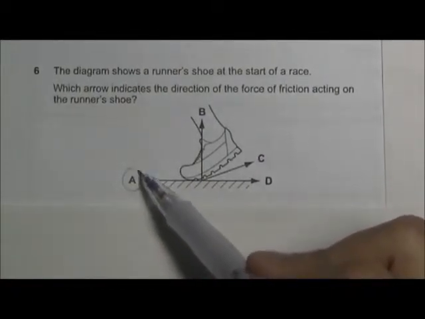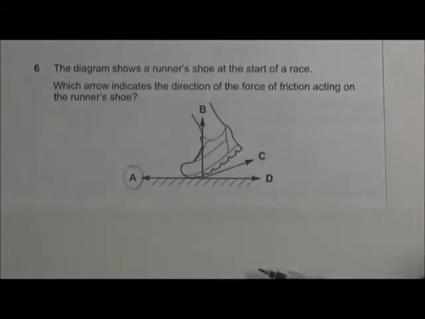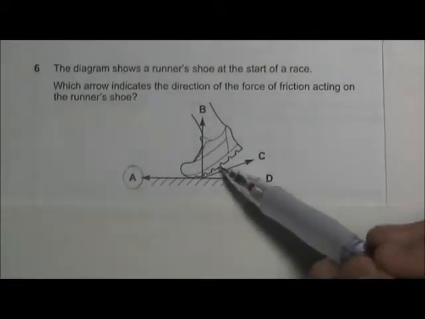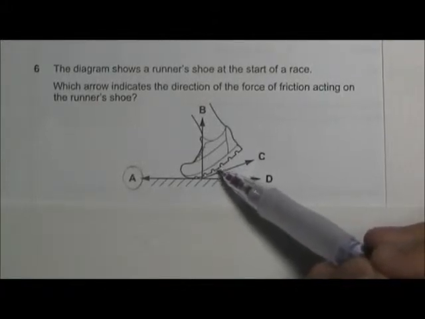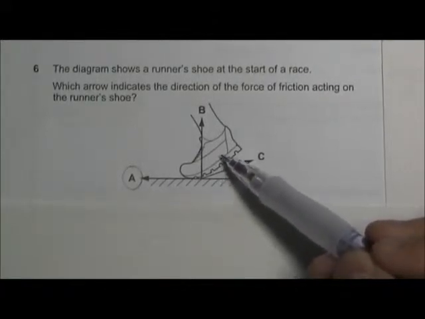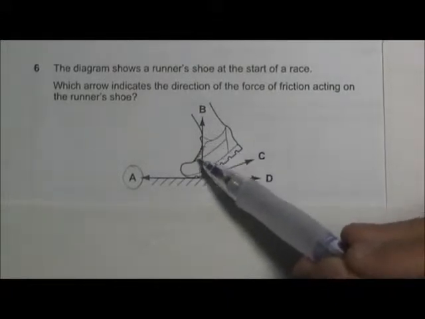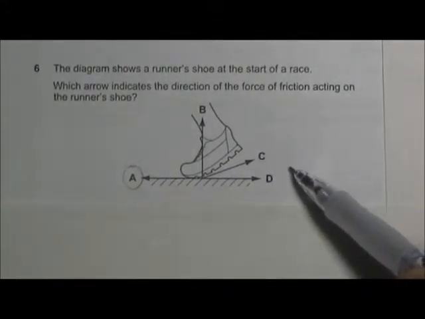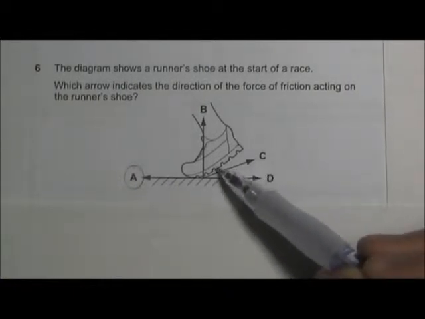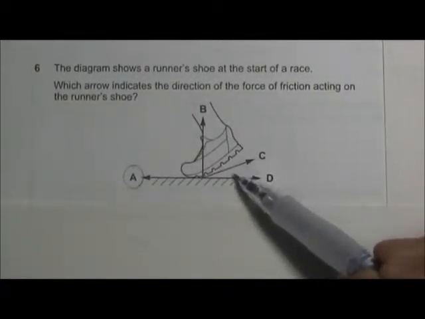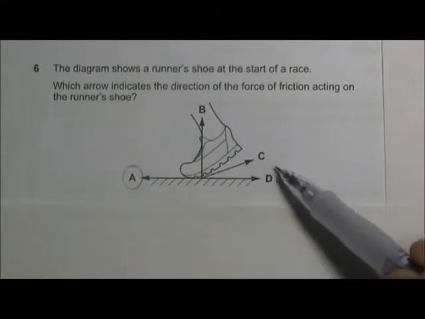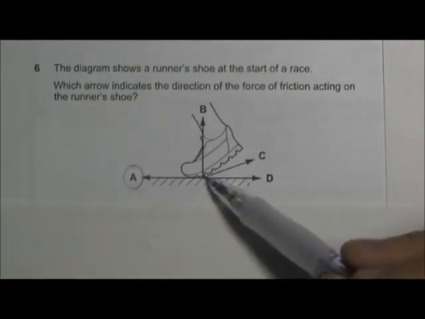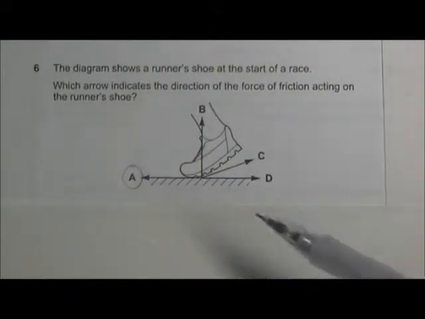So another way of seeing this question is we can imagine the runner stepping on a banana skin. So a banana skin reduces the friction. So in this case, the leg will slide backwards. So without the banana skin, what stops the leg from sliding backwards? It will be the force of friction that is acting towards the left.